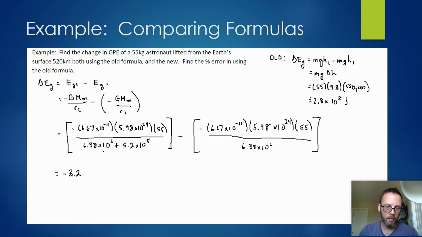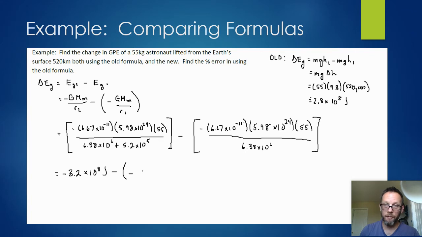Yeah, this will work. I actually felt like I've had a pretty smooth run of videos without making too many mistakes. All right, there we go. Minus 3.2 times 10 to the 8 joules. So it is a negative value again. We're subtracting, and now let's do this calculation.